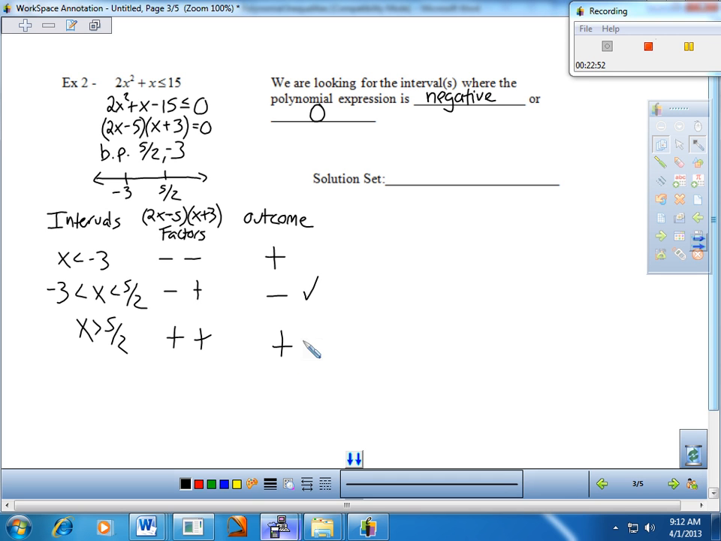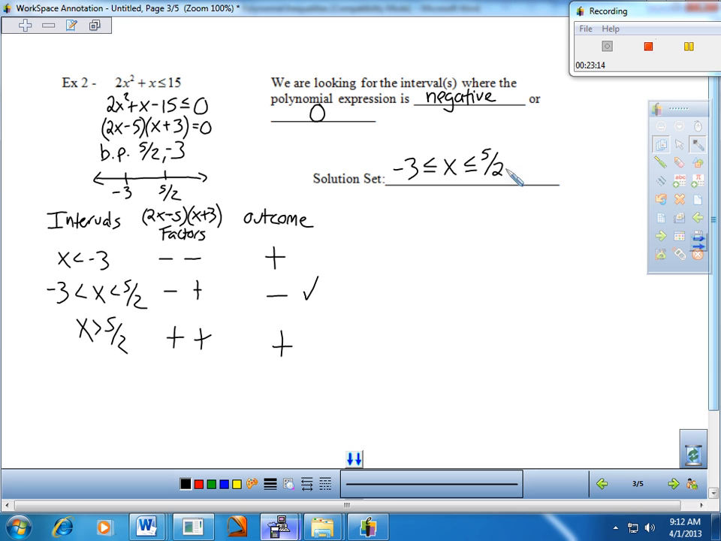And so, long story short, we wanted where we would get a negative value or 0. So the zeros are our boundary points. And so, guys, we take negative 3 less than or equal to x, because we want to include the negative 3, all the way up to and including the 5 halves. How does that look? So, second time around, I am curious if it's getting a touch better, if it's starting to click a little bit.